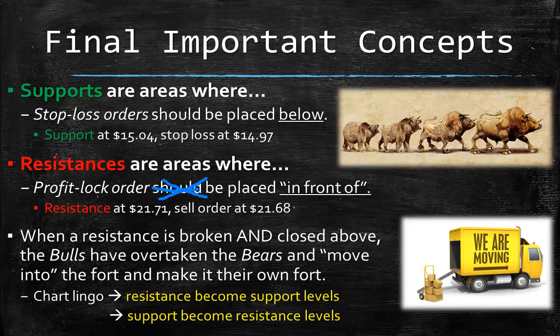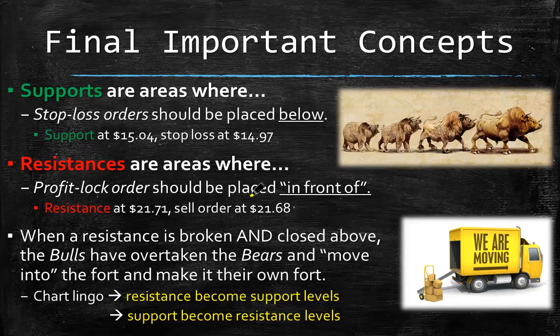And then the second massively important concept, because you see it over and over again, is that when a resistance is broken and closed above, think about what that means. That means the bulls have overtaken the bear's fortress. They move into the bear's fortress. And when Wanter, the bull, moves into Giver, the bear's fortress, they raise the flag, and now they own the fort, right? So they move in. Therefore, in technical trader lingo, resistances become support levels.